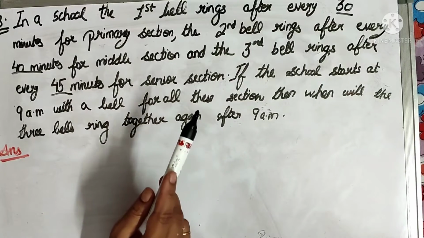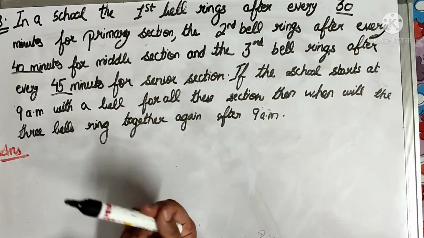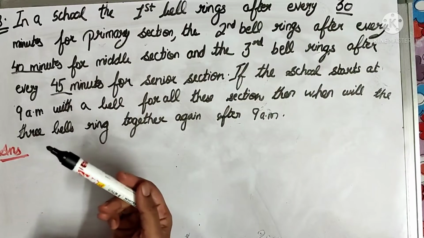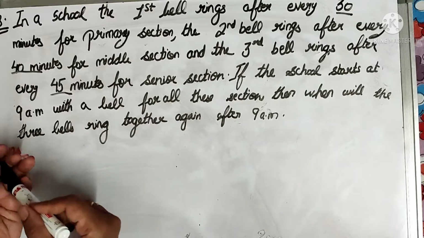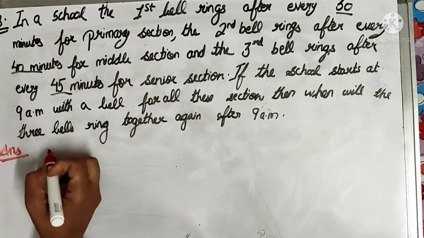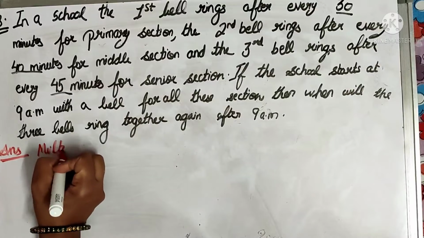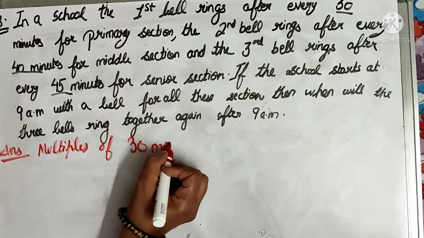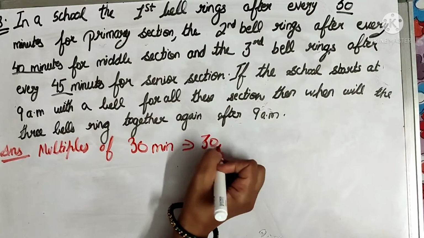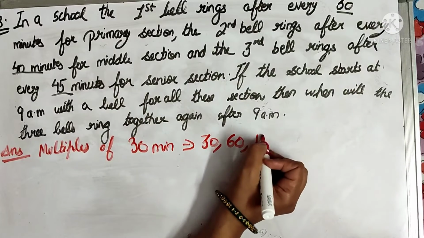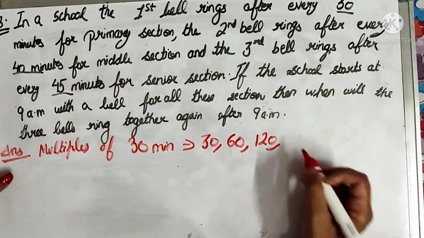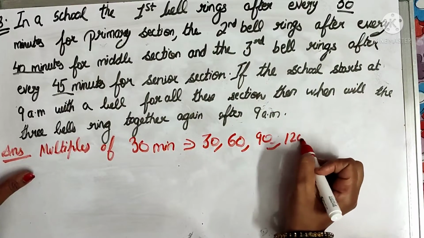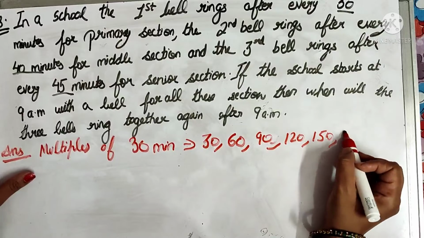So how will we find it? We will find the LCM of 30, 40 and 45 minutes. For example, multiples of 30. That means it is ringing after every 30 minutes. That means it will ring at 30, then 60 minutes, then 90, 30 fours are 120, 30 fives are 150, 30 sixes are 180 and so on.